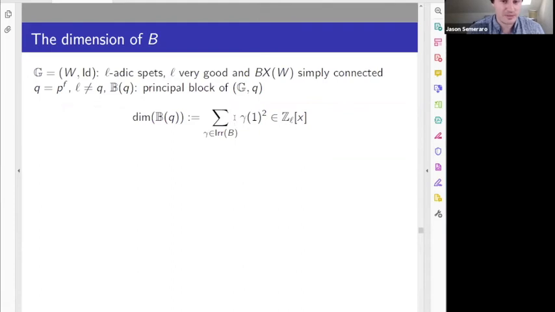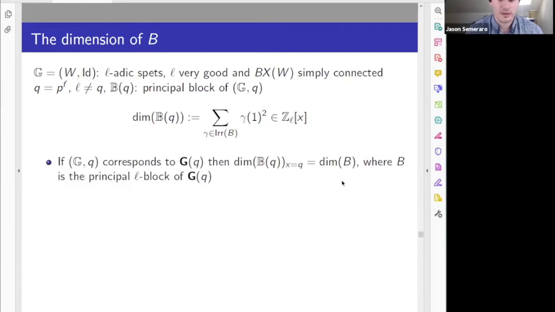and so that should be the dimension for Spetses as well, right? We just define it this way, to be a polynomial given by summing the squares of the degrees of the characters as defined using the theory of Spetses and L-compact groups. And we might want to ask questions about this number, like what properties does it have? Are there expected properties? Does anything surprising happen?